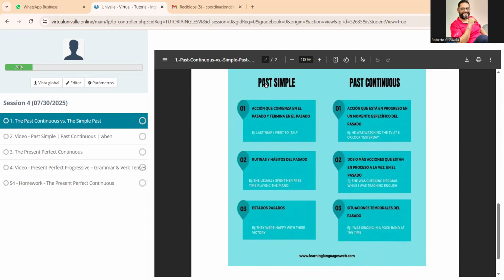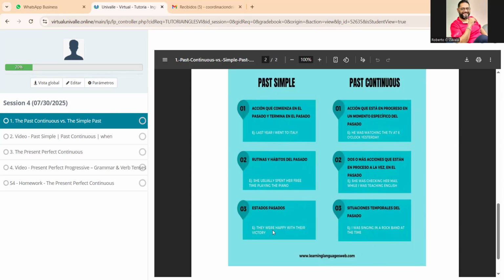Right here you have basically past actions, past continuous, and it explains it in Spanish also. It says, last year I went to Italy. He was watching the TV at 6 o'clock yesterday, specific time in the past. Now we're going to talk about routines and habits in the simple past. She usually spent her free time playing the piano. She was checking her email while she was teaching English. Those are two actions that are running parallel to each other.